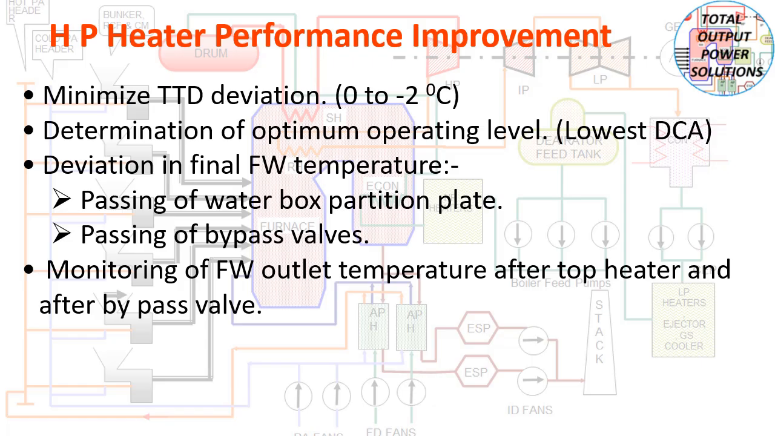Then deviation in final feed water temperature. It may be because of passing of the water box partition plate, or because of passing of bypass valves. The final feed water temperature will be reduced. Now monitoring of feed water outlet temperature after the top heater and after the bypass valve.